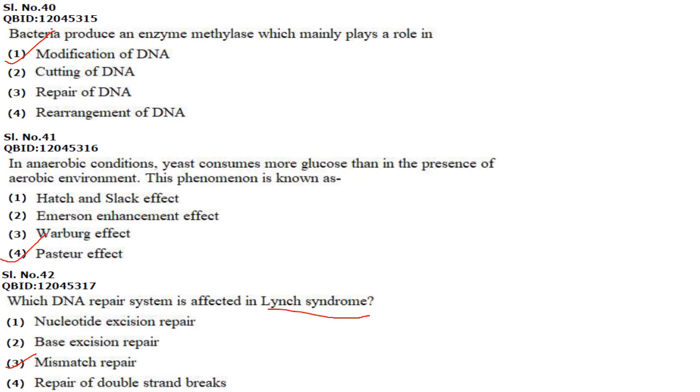In anaerobic condition, yeast consumes more glucose than in the presence of an aerobic environment. This phenomenon is called the Pasteur effect. That is the inhibiting effect of oxygen on the fermentation process. So they have asked, in anaerobic condition, yeast consumes more glucose than in the presence of aerobic environment. Why? This phenomenon is called the Pasteur effect, and in the Pasteur effect, what is it? It is the inhibiting effect of oxygen on the fermentation process.